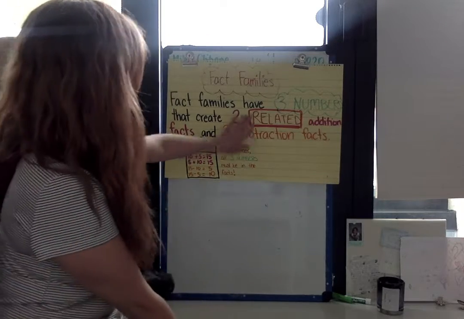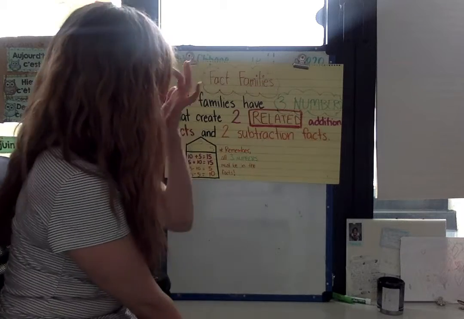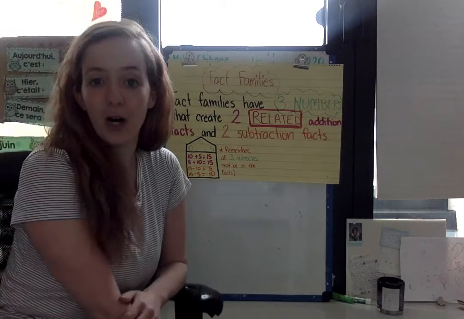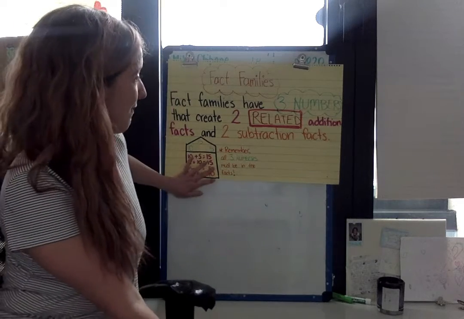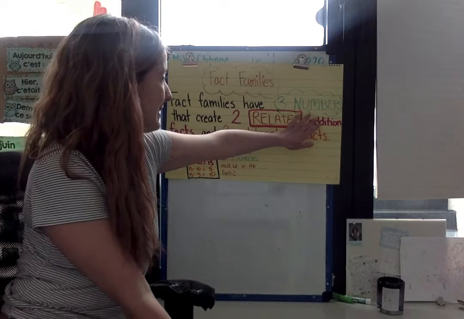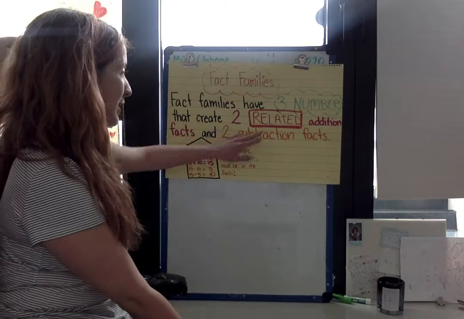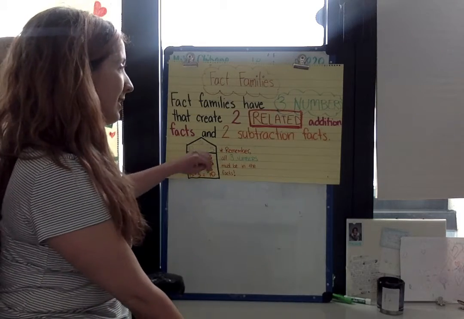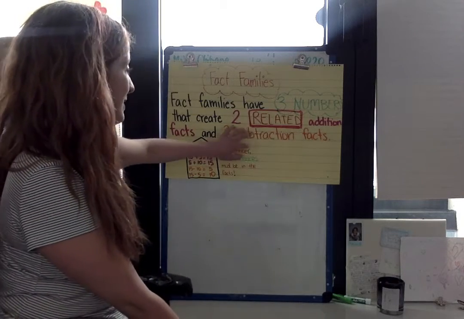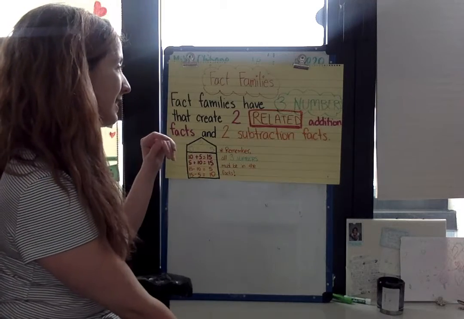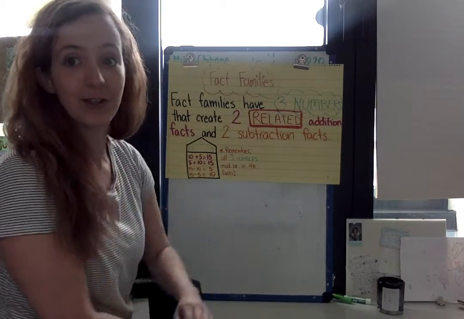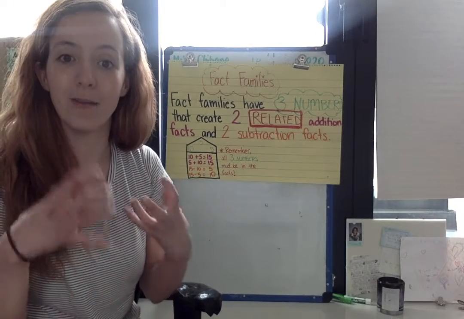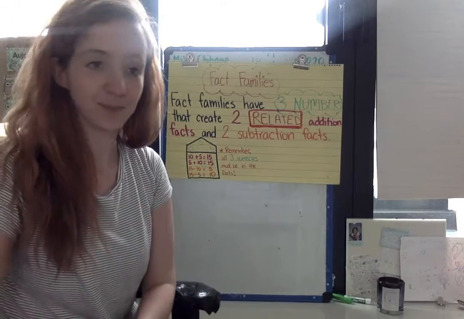Now, this related, you know that it means that they go together. The three numbers are part of that fact family. So if I make an addition fact using those three numbers, I can write it in two ways. And if I make a subtraction fact using those three numbers, there are two related subtraction facts that I can make, or the numbers are the same.